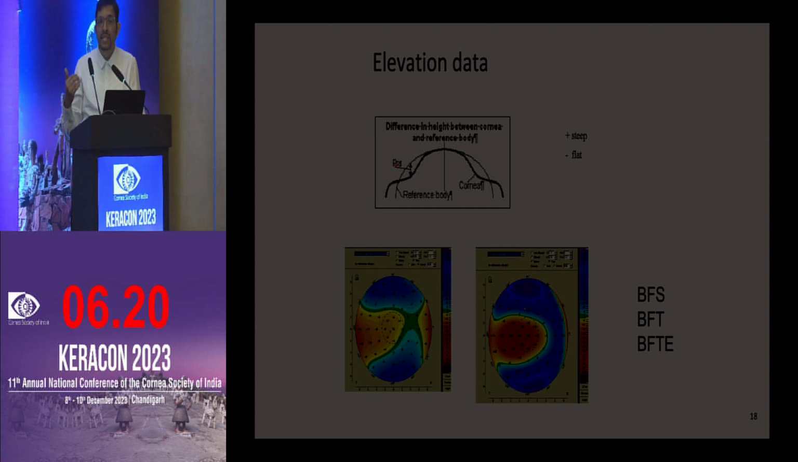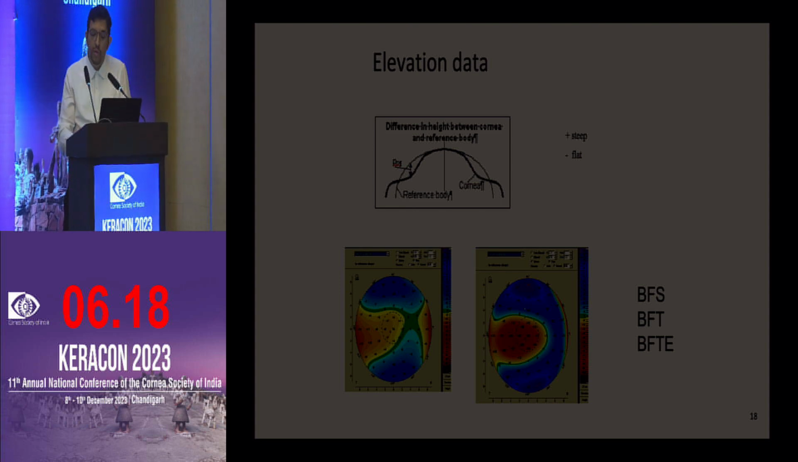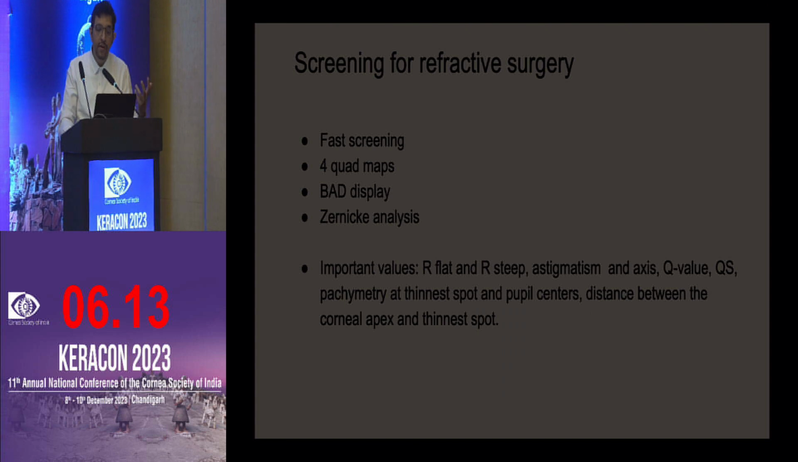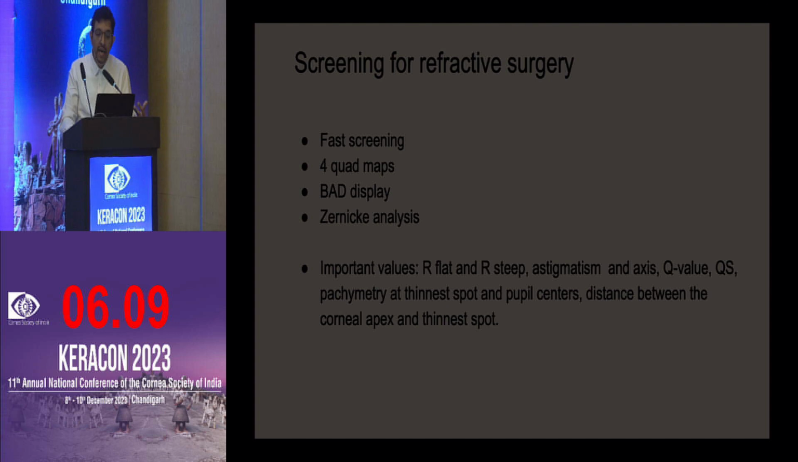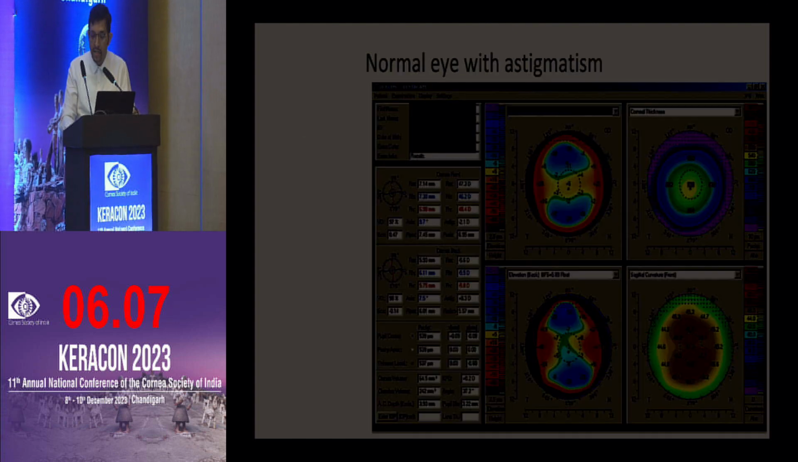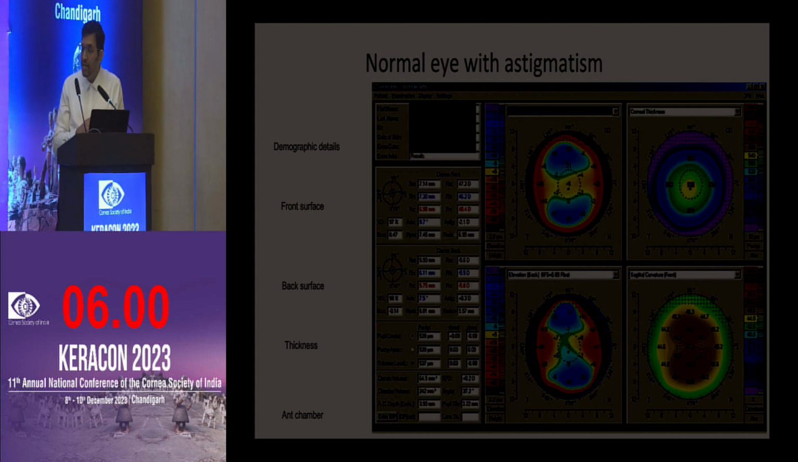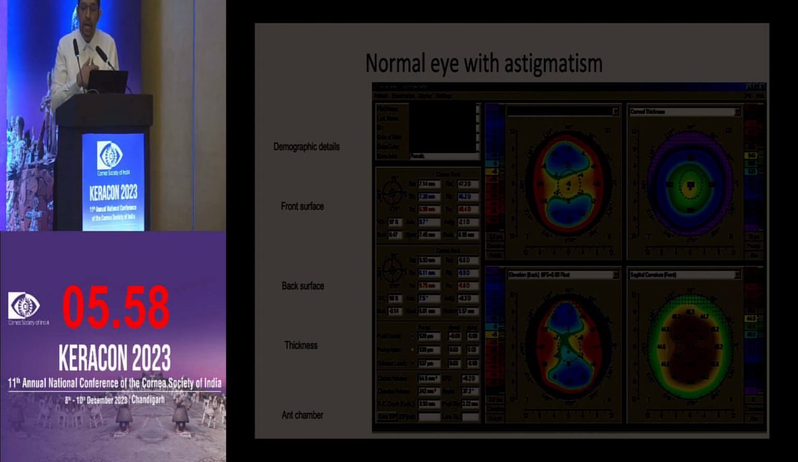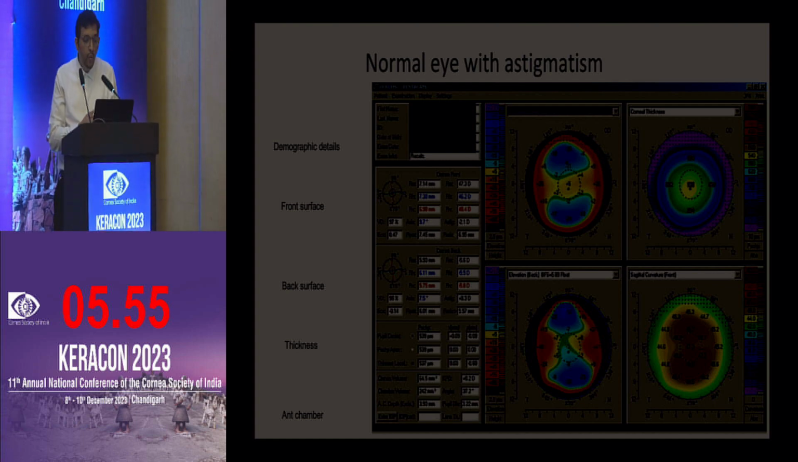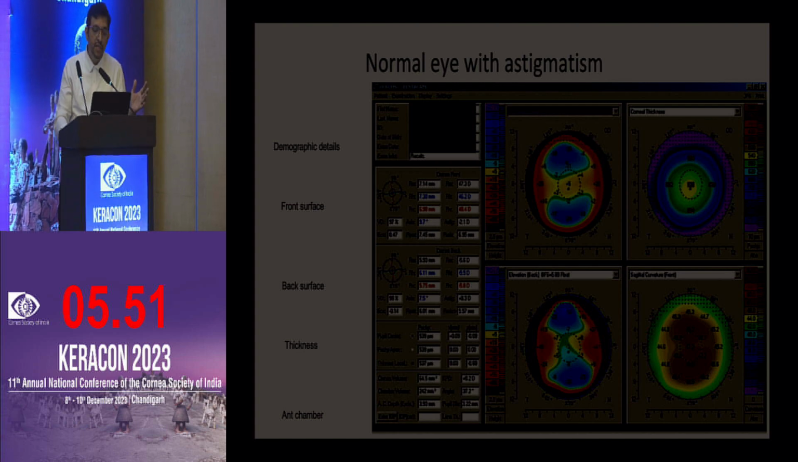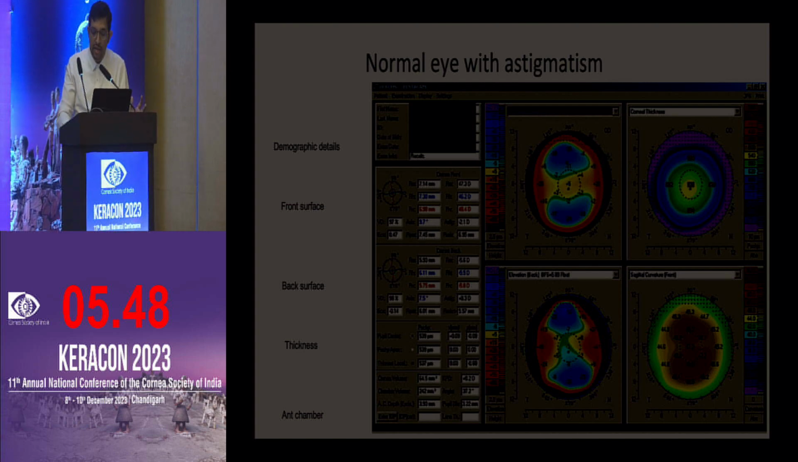When you are analyzing a particular case in more detail, you might want to go to a best fit toric or a toric ellipsoid. Again, you have different screening tools in terms of a fast screening, a 4-quad map, BAD display, Zernike case analysis. I'll probably be sticking to the 4-quad and the BAD display here. It basically gives you 4 maps which tell you the anterior curvature, which is sagittal or axial. It gives you your pachymetric curvature, and it tells you the anterior and the posterior elevation values. And on the left side, you can actually see the demographic data, the front surface details, the back surface details, the thickness details, and the anterior chamber details.